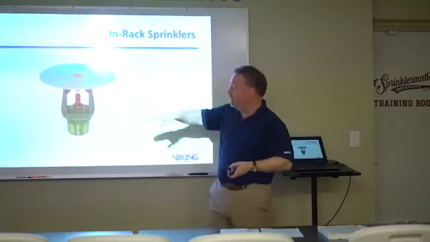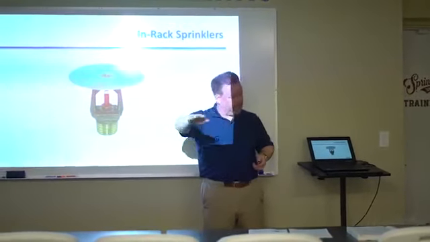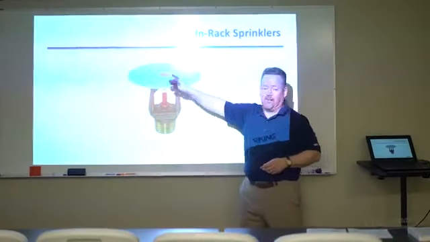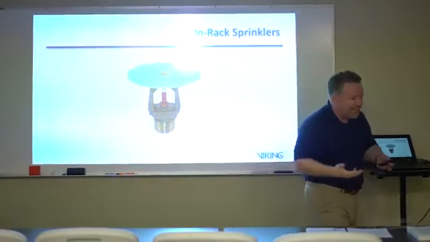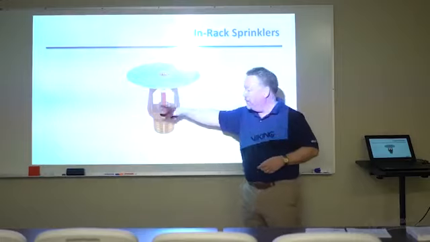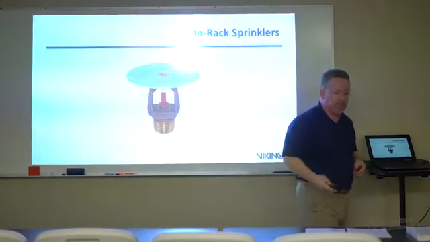But this particular sprinkler gets installed in the racks themselves, in between the racks. And one of the reasons that this disc is there is not for collecting heat, but for protecting it from spray from above. Because you don't want spray from the sprinkler above to get on this fusible link, because that delays the operation.